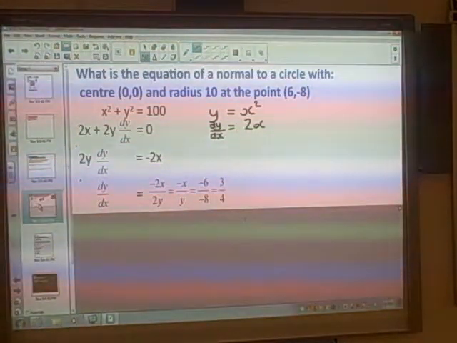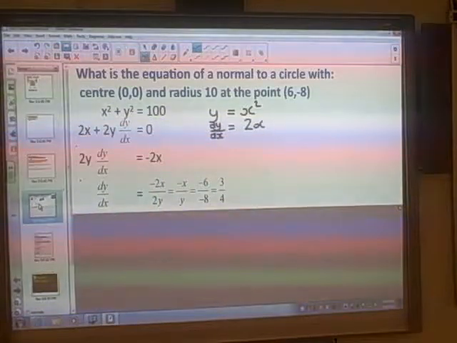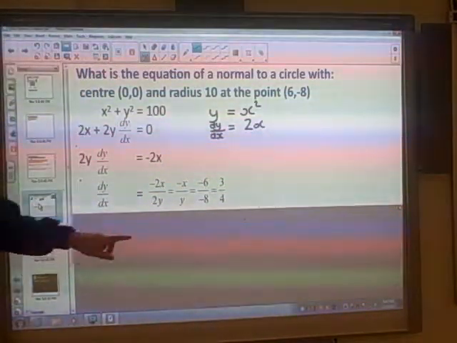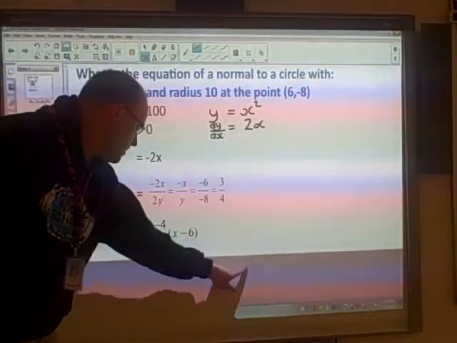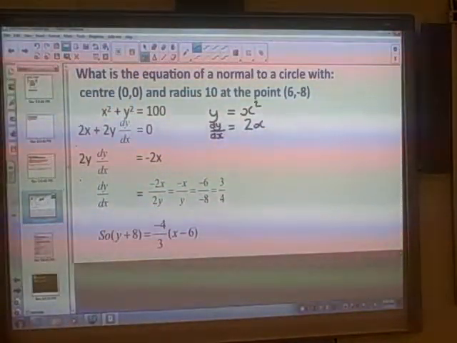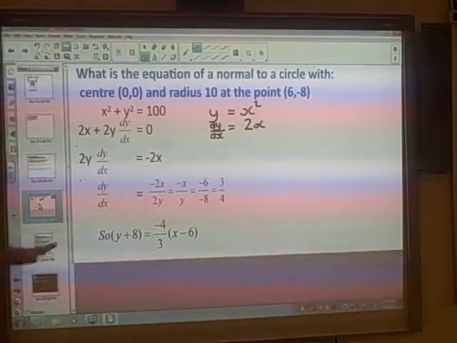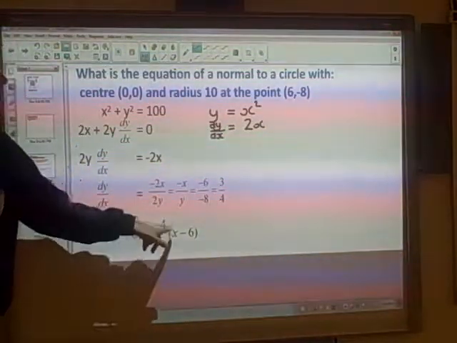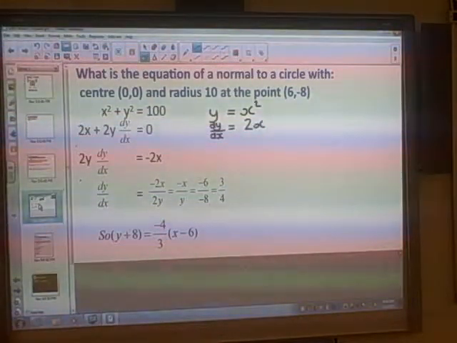Now remember dy by dx though tells you the slope of the tangent, so the slope of the normal is actually going to be the negative reciprocal of this, so in other words negative 4/5. And to find the equation of the normal then, I just use the point slope formula. Y minus the y value equals the slope, doing the negative reciprocal from here, x minus the x value.